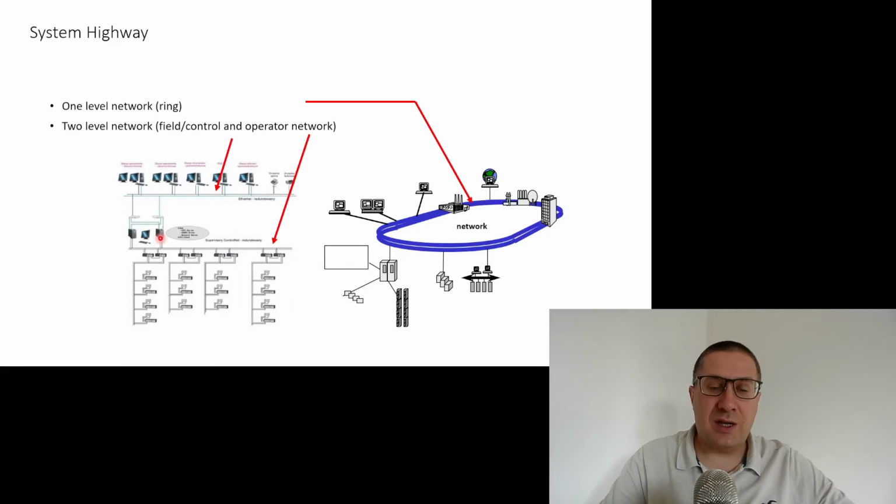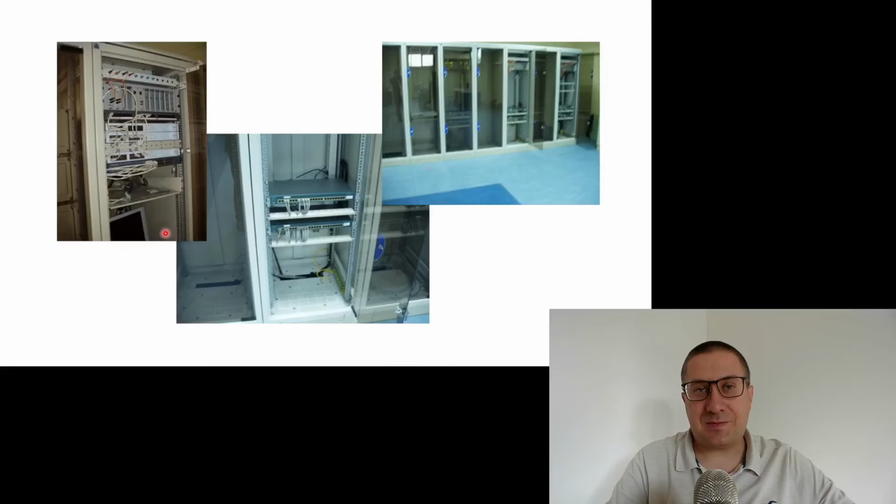So we are sure that the failure of one network or part of the network will not stop the whole plant. Of course, in such a network, we are using the standard components like routers, switches. Of course, they are very robust. They have a good standard. They are well tested. But those are the standard components.